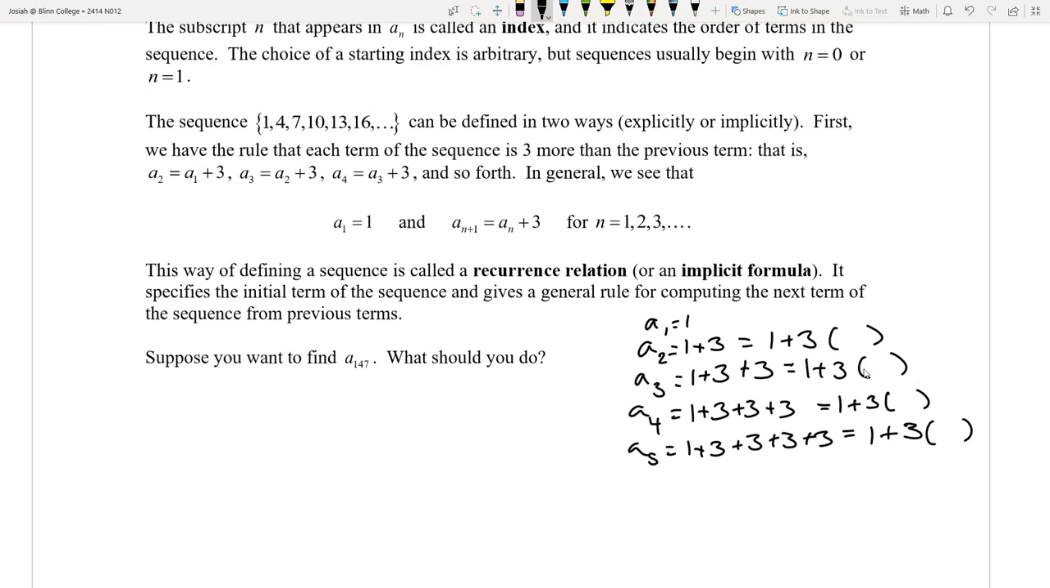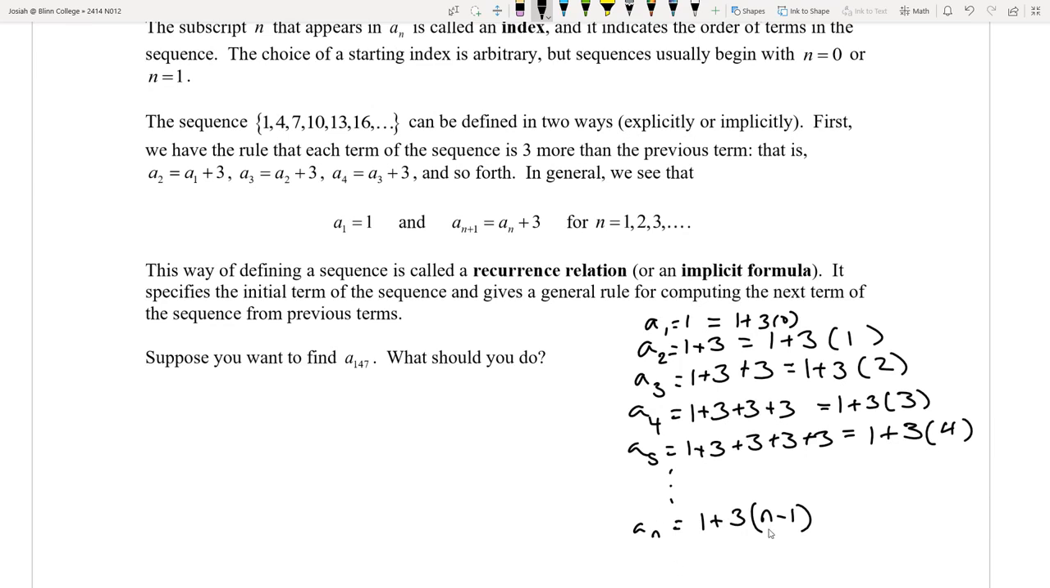And so we want to figure out what is that multiple. It's going to be dependent on n, the index. Well, we've got 4 3's here, 3 3's here, 2 here, 1 here. And that actually means up here we have 1 plus 3 times 0. And so we notice that the relationship between the index and this number we're multiplying by is that if we were to go on to a sub n, this would be 1 plus 3 times n minus 1. The number of 3's we add is always 1 less than the index.